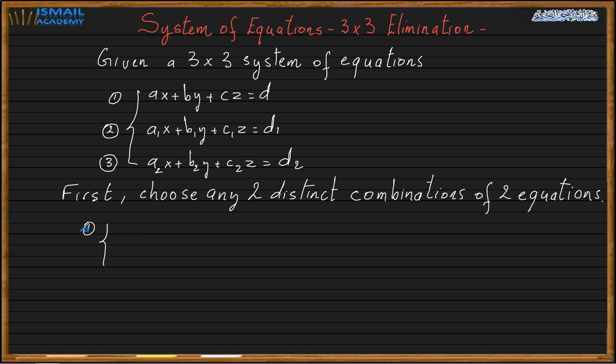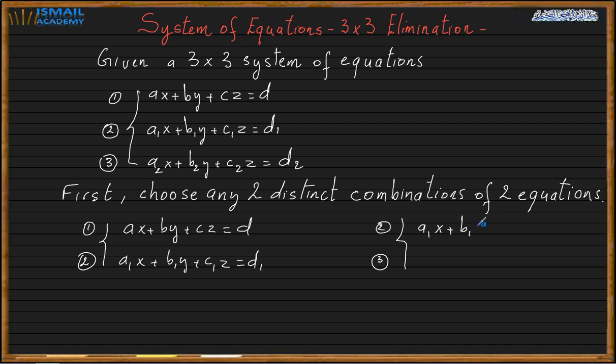So I choose the first equation and the second. Then I choose the second and the third. So I choose ax plus by plus cz equal d, and I choose a1x plus b1y plus c1z equal d1. Then I choose 2 and 3. The order of the equations again is your choice. You can put the 2 first and the 1 after. How you organize yourself is always your choice. So here I will have a1x plus b1y plus c1z equal d1, and I have a2x plus b2y plus c2z equal d2. So those are my two distinct combinations. This is my first, this is my second.